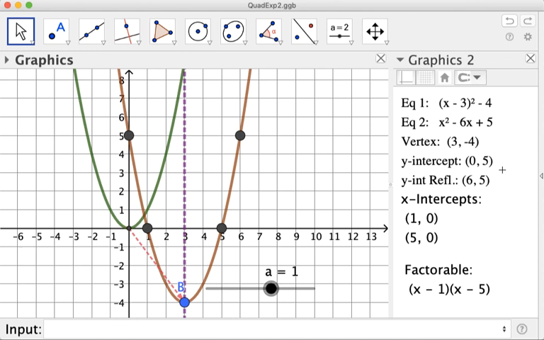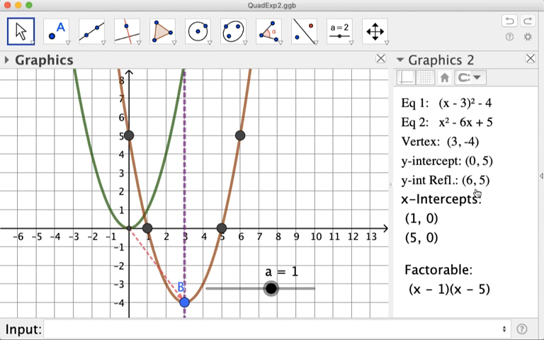There is a second value here that is of interest to us, which is the y-intercept reflection, and that is the reflection of the y-intercept point across the line of symmetry to the other side of the parabola. So if the distance from the line of symmetry to the y-intercept is 3 horizontal units, then it's going to be 3 horizontal units in the other direction to get to the reflection of the y-intercept. So we have the x value of 0, and then the x value of 6.